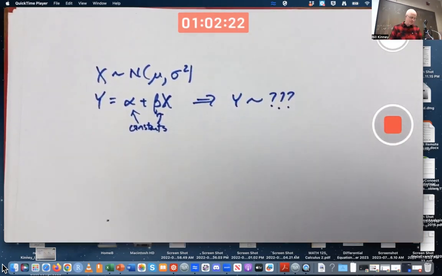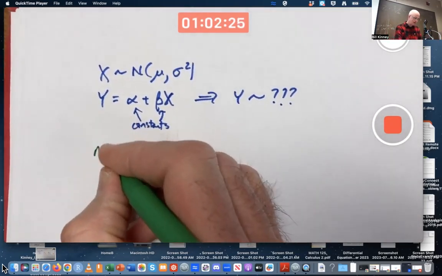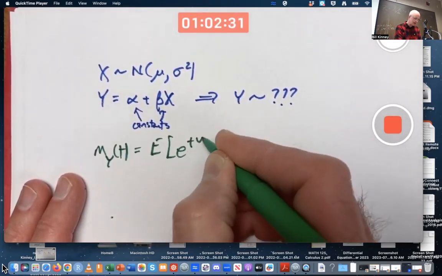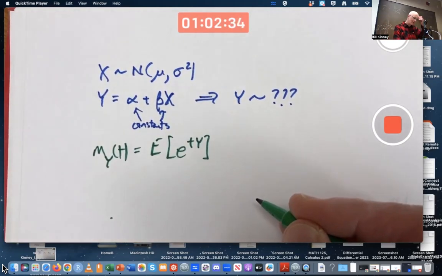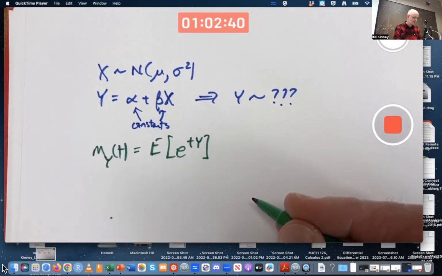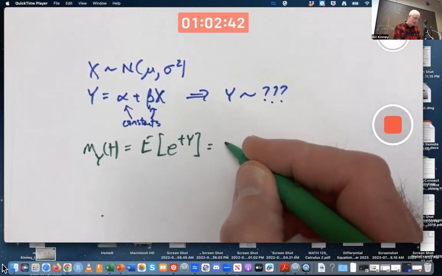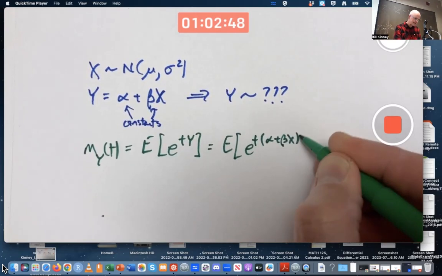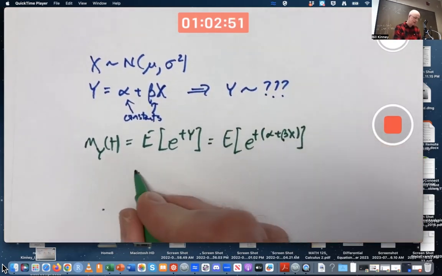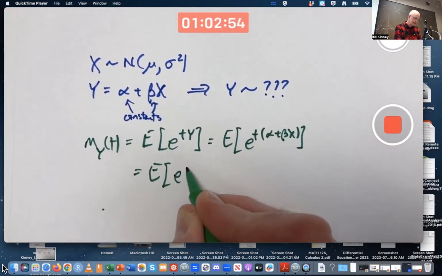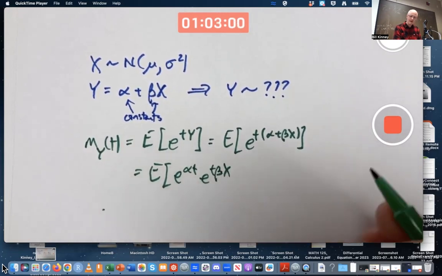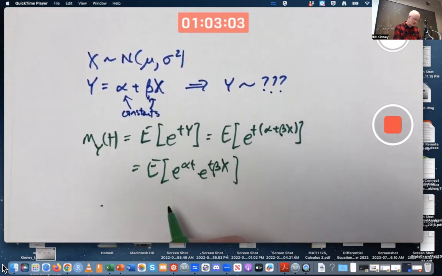Let's see if we can figure out the moment generating function of Y. First, again, use the definition. We're really just generalizing what we did in the previous example here. Replace Y with alpha plus beta X. See if I can do this quickly. I switched around where I put the t, but that's not a real big deal.